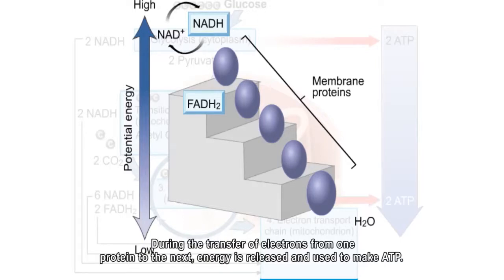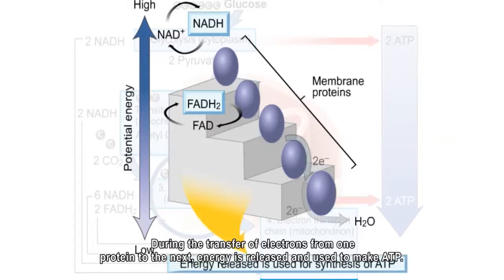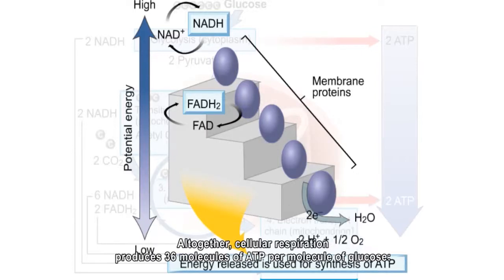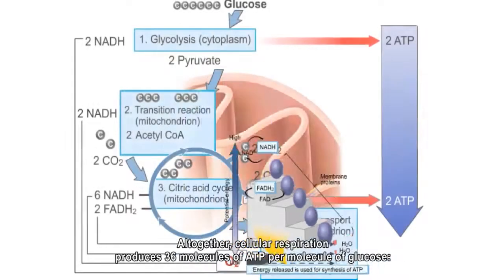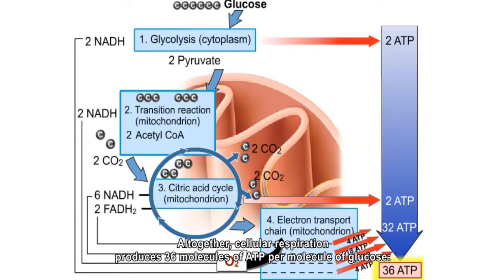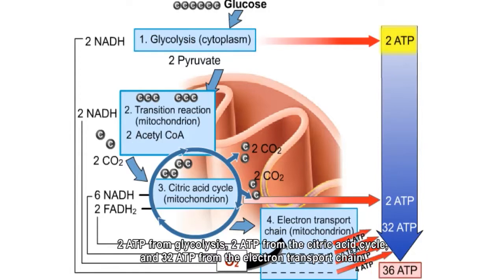During the transfer of electrons from one protein to the next, energy is released and used to make ATP. Altogether, cellular respiration produces 36 molecules of ATP per molecule of glucose: 2 ATP from glycolysis, 2 ATP from the citric acid cycle, and 32 ATP from the electron transport chain.